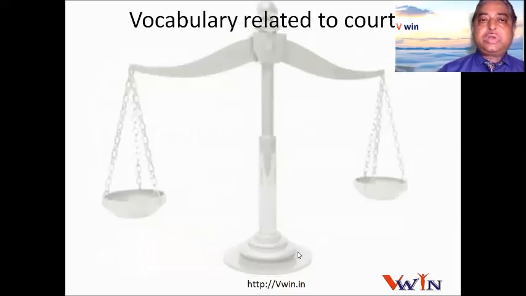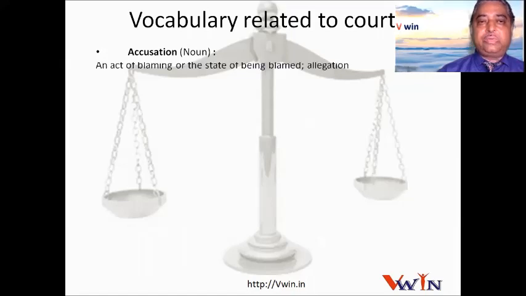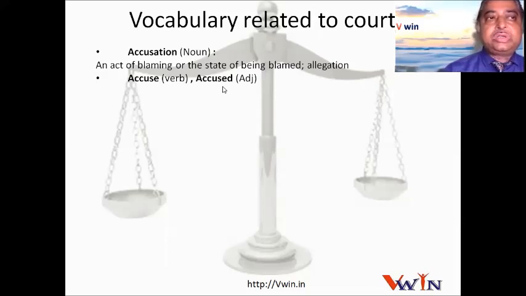So alleged. Next one is accusation. Accusation is similar to allegation. It is actually the synonym of allegation, and it is an act of blaming or the state of being blamed. And the verb of accusation is accuse. Accuse means to blame someone, and accused is someone against whom the charges have been made or someone who has been blamed. That person is known as accused.